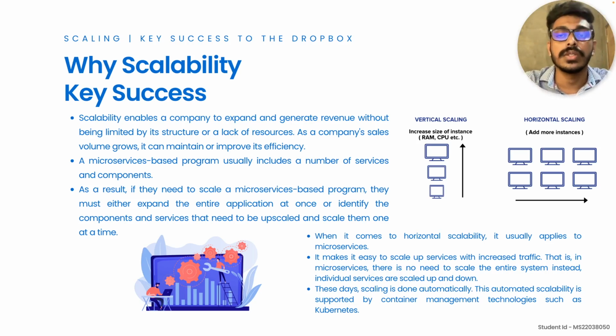Horizontal scalability usually applies to microservices as well. Microservices usually go with horizontal scaling, which makes it easy to scale up the services that need it. If some service has more traffic in a certain period, it can be scaled up by looking at its performance and traffic, and this scaling is done automatically. This automated scalability is supported by container management technologies such as Kubernetes.